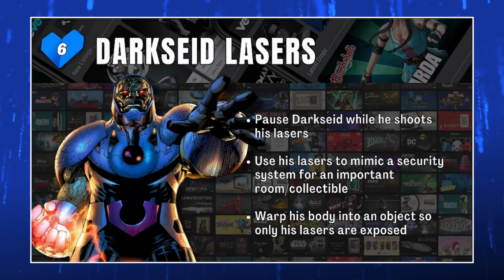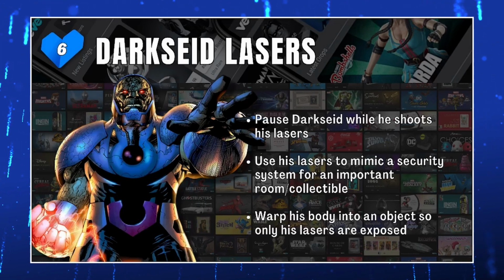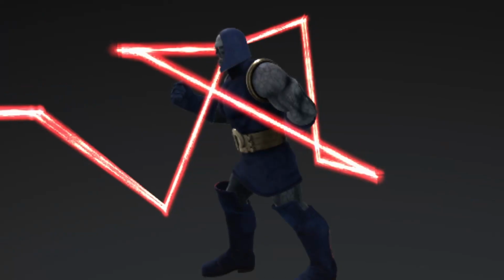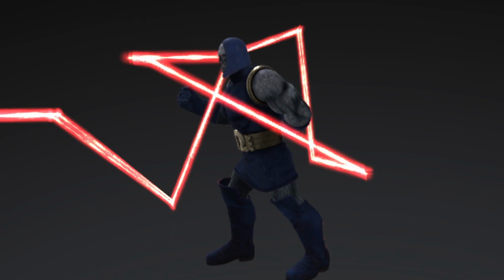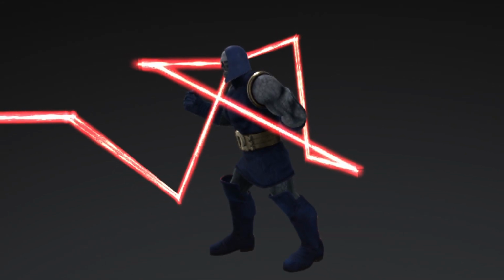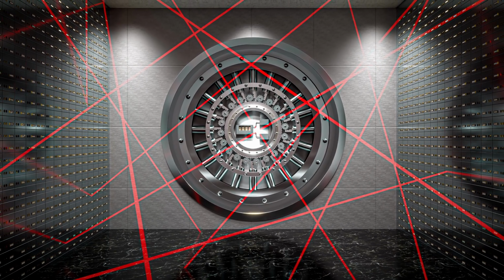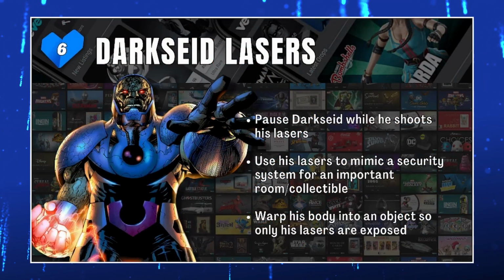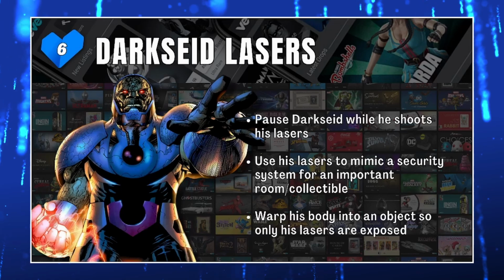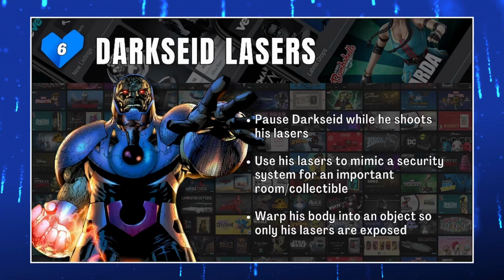Next up, we have a collectible that I don't think we've talked about on the platform yet, and that's going to be Darkseid. So you can actually pause his animation while he's shooting his lasers, and then you can use his lasers to mimic some sort of security system for an important room or collectible. So in a similar way with our point with Iron Man, you can warp his body into an object so that only his lasers are exposed.